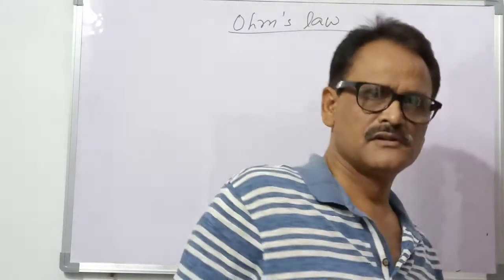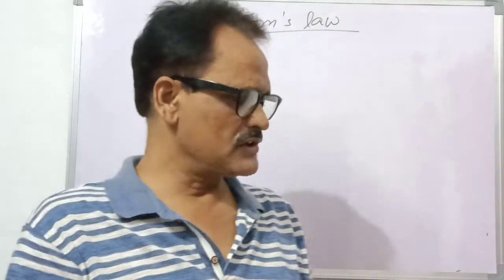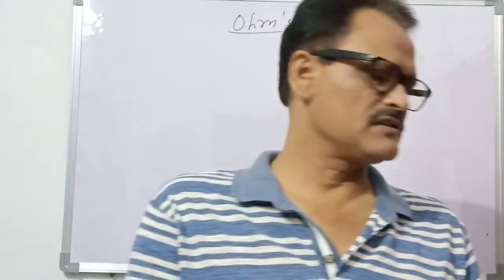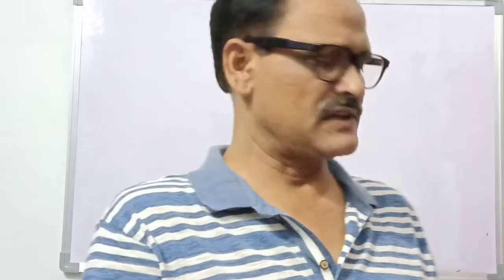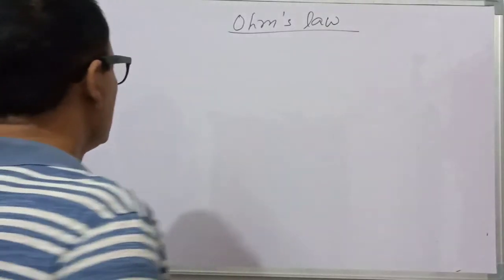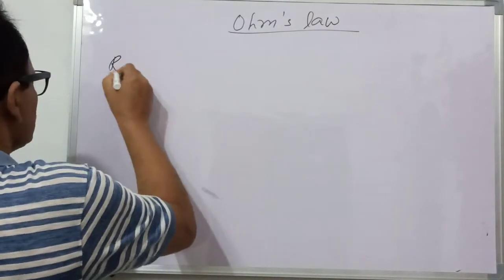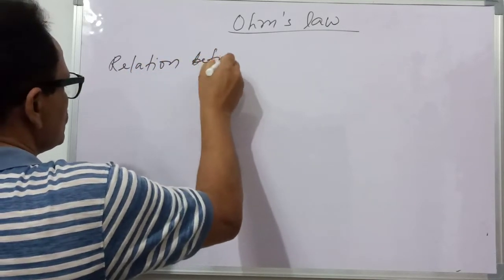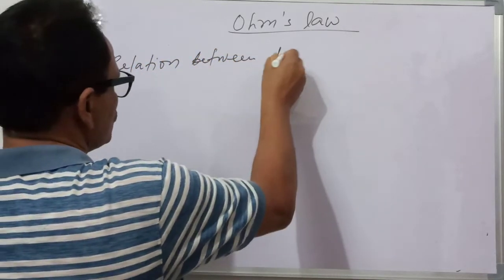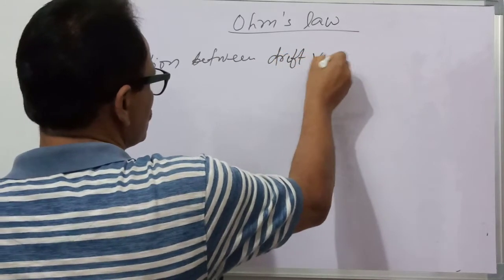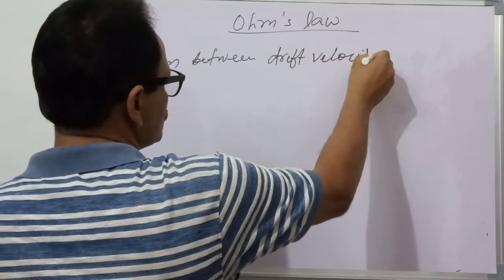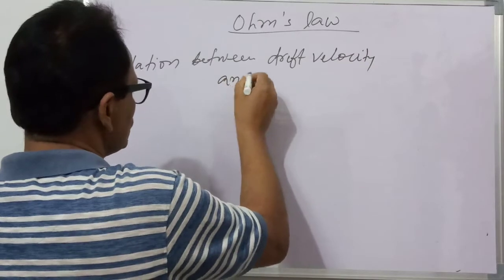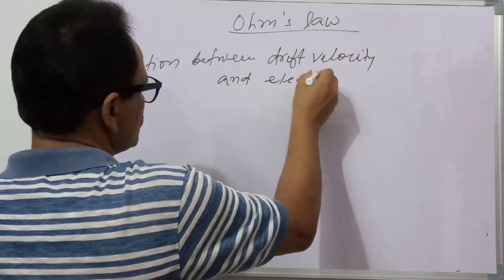Today's topic of discussion is Ohm's law. For Ohm's law, at first we will derive the relation between the drift velocity and the electric current. For this, the relation between drift velocity and electric current.